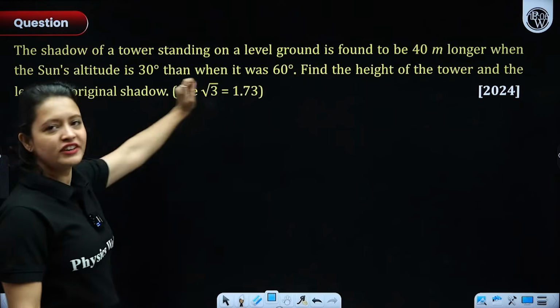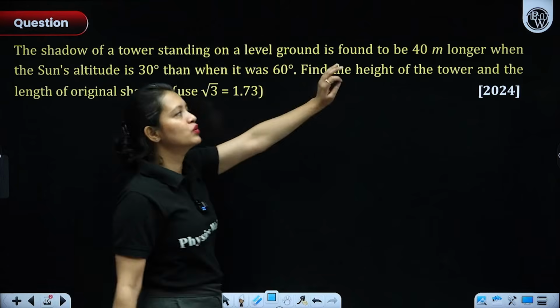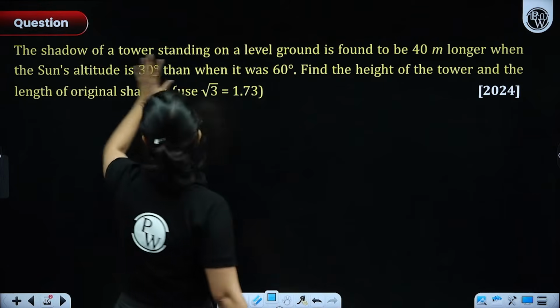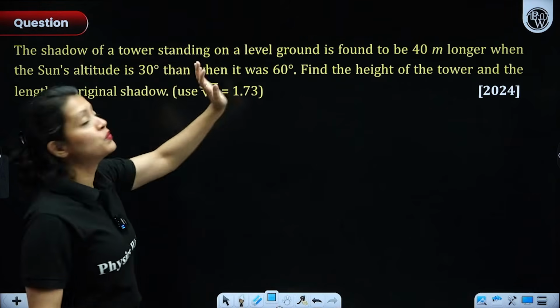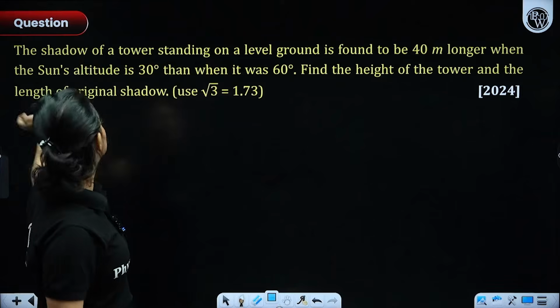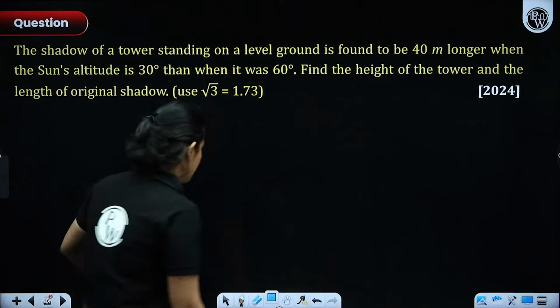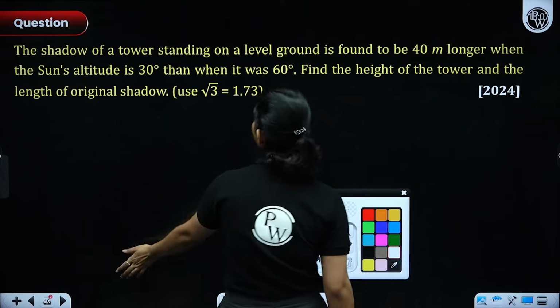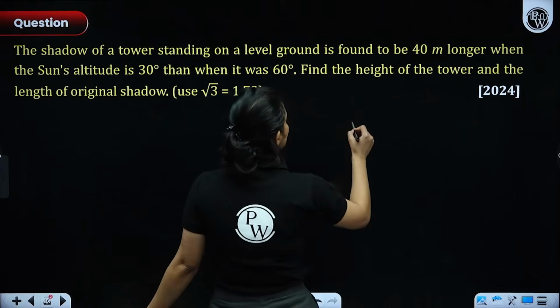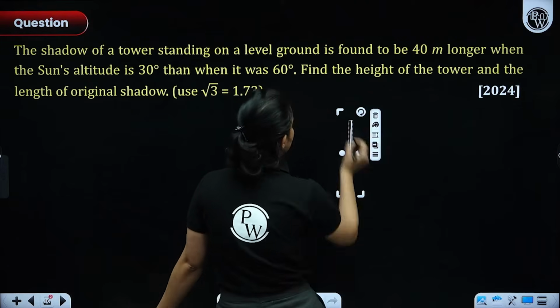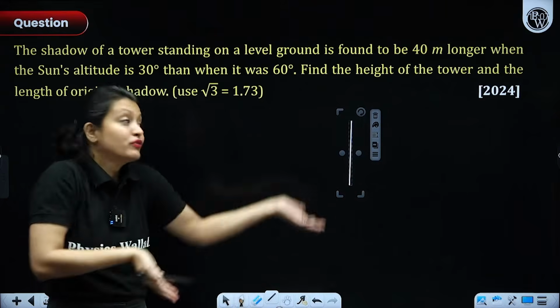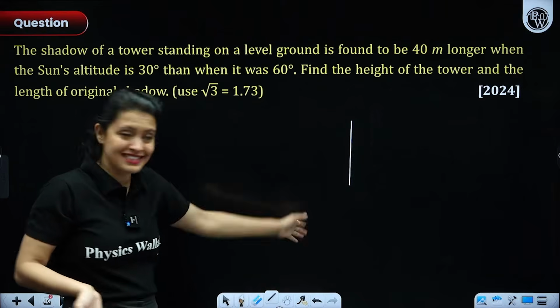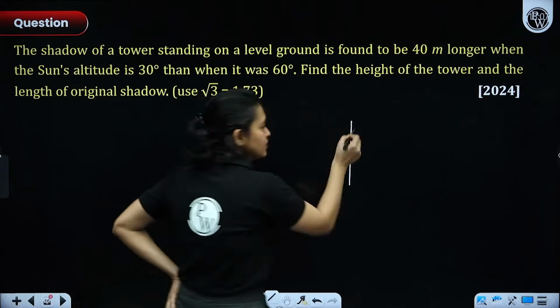The shadow of a tower standing on level ground is found to be 40 meters longer when the sun's altitude is 30 degrees than when it was 60 degrees. Find the height of the tower and the length of the original shadow. So let's start by making the diagram. First of all, we have to take the tower as a straight line because we have to find the height of the tower. So we have to figure out the line segment's length. So this here is your tower.